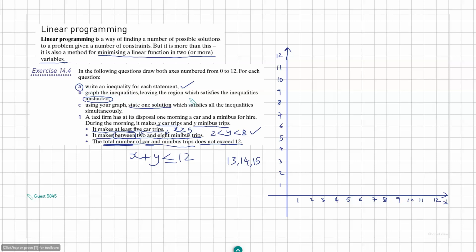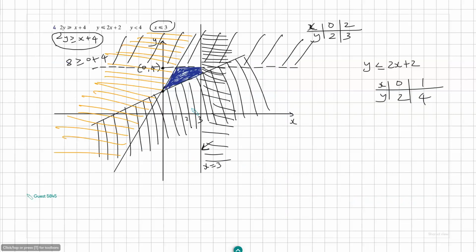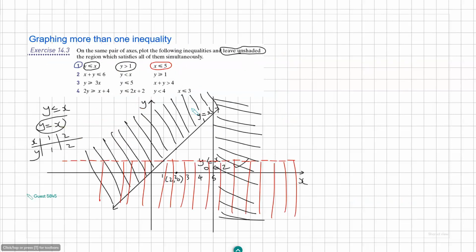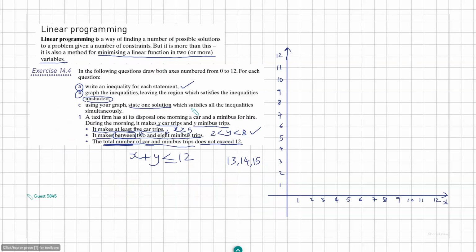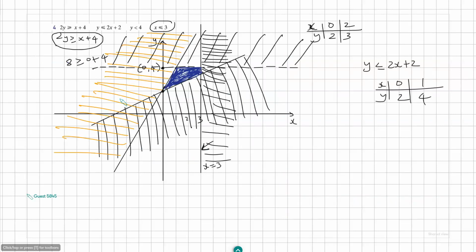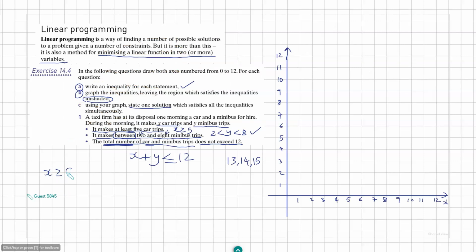Graph the inequalities leaving the region which satisfies the inequalities unshaded. You know how to do this, right? This is what we just did some time back, graphing more than one inequality. And here also you have to leave the region which satisfies the inequalities unshaded. X greater than or equal to 5 is straightforward to graph. X plus Y less than or equal to 12 is also fairly simple. But how do you graph 2 less than Y less than 8?